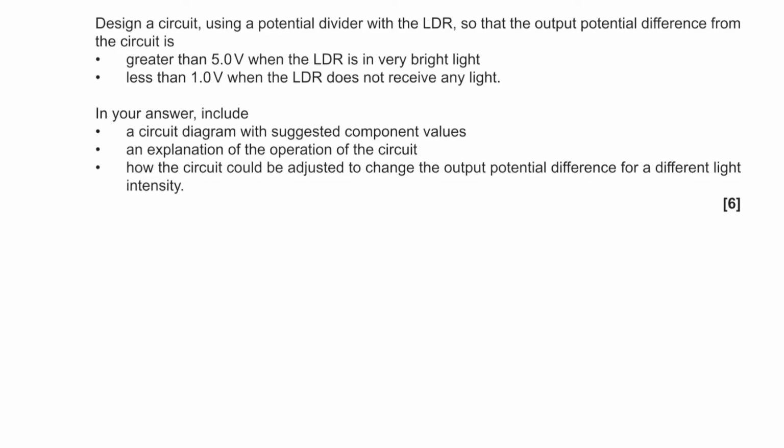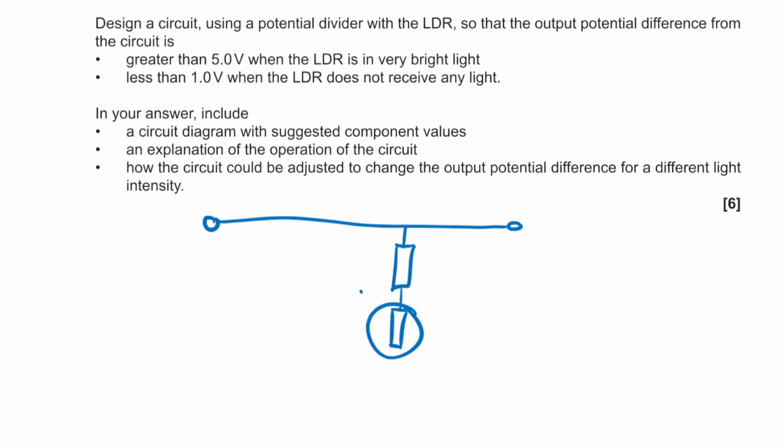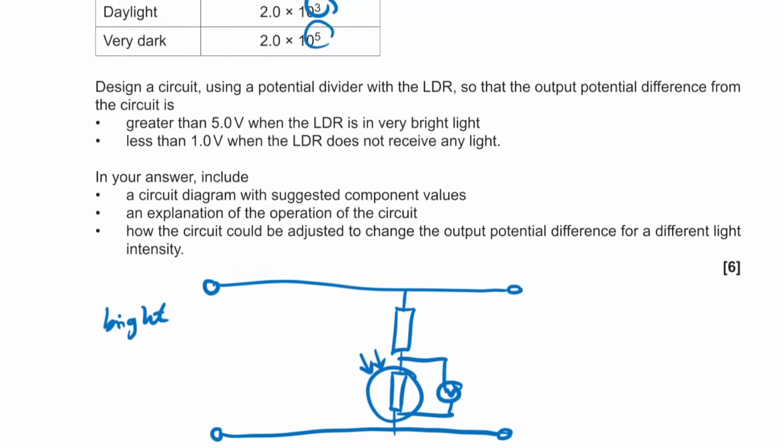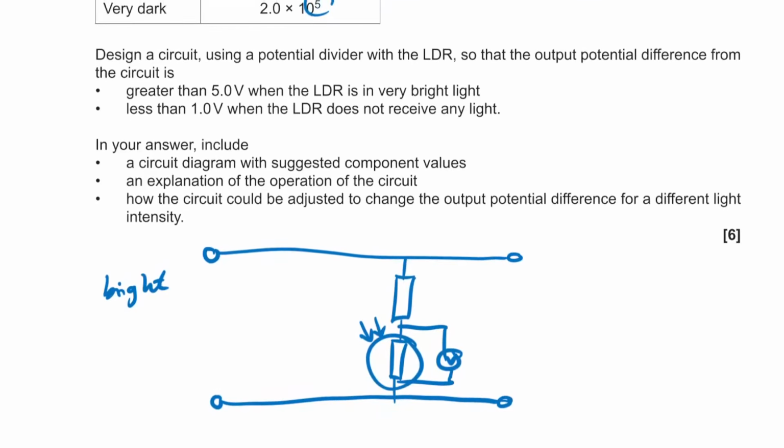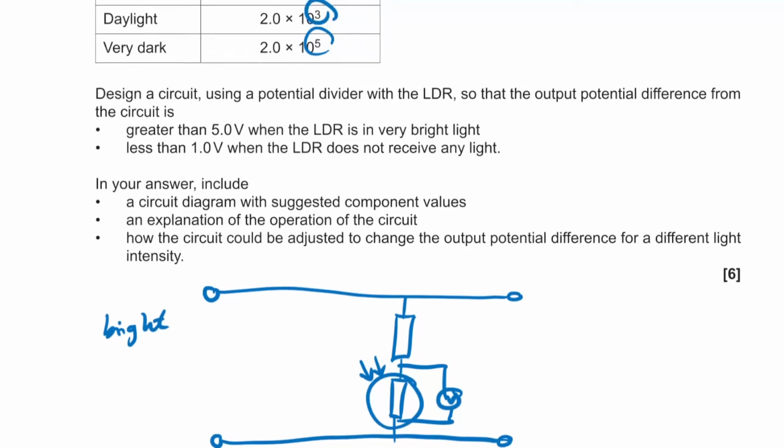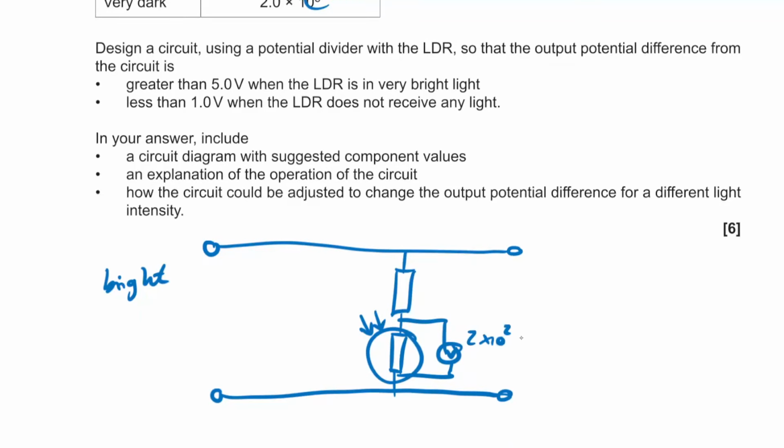Okay, so we're talking about an output PD, so I think we can just draw rails. I don't think we need to draw a power supply here. So that's generally how we draw these circuits. So we're going to have a fixed resistor there, then we'll have our LDR, not a very well drawn one though. And then we're concerned with this PD here, aren't we? Okay, so let's have a think about this. So when it's bright, the resistance of the LDR is 2 times 10 to the 2 ohms.